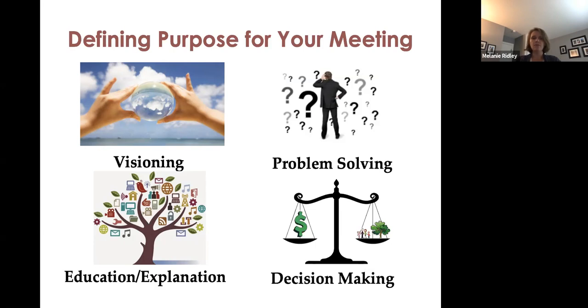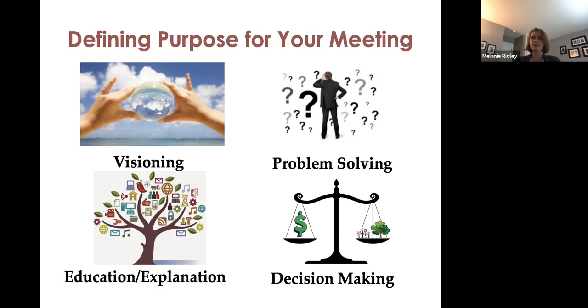Another type of meeting is more on the education and explanation. And this requires maybe having handouts prepared in advance, maybe sharing some videos or doing an activity for your group that helps them to understand necessary information, enhance knowledge around the issue that you're dealing with, and really propel your QI project forward.